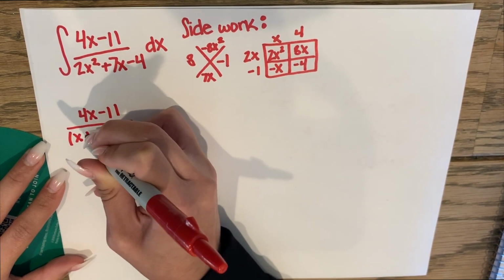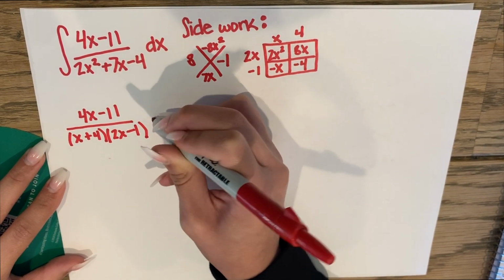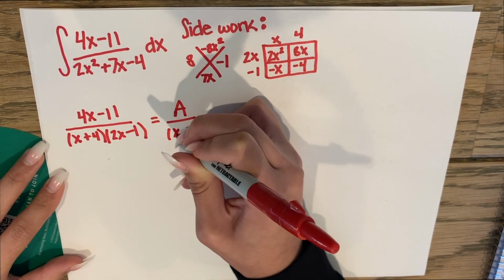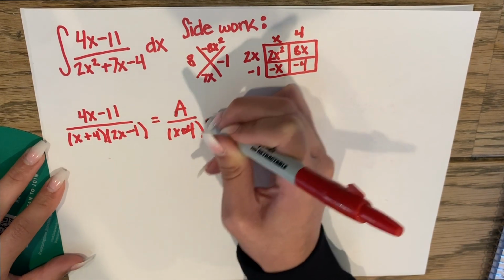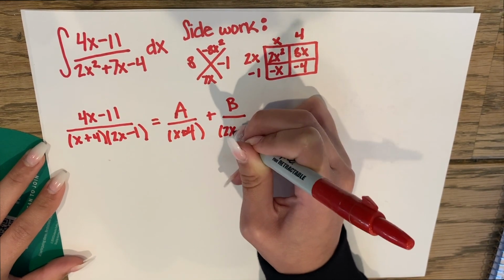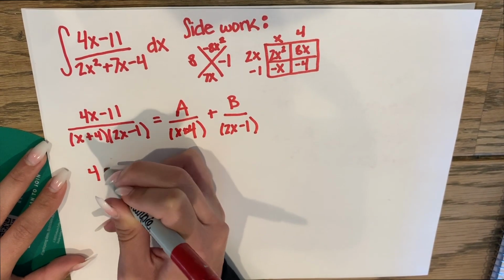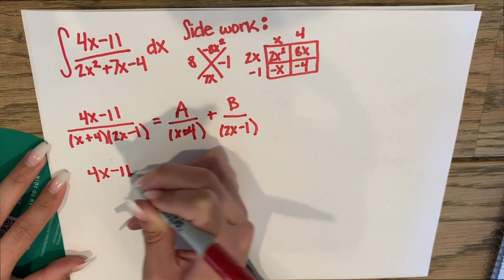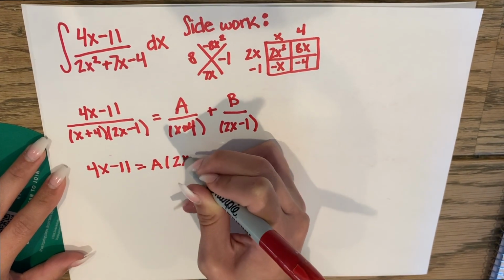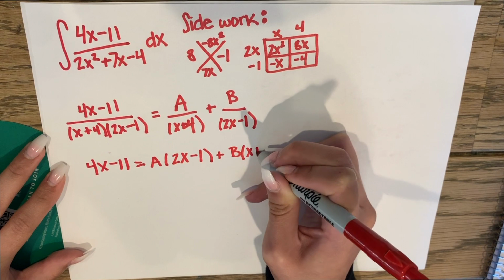We get x plus 4 times 2x minus 1 from the diamond problem, and we can use our variables a and b to separate the bottom. So it's going to be a over x plus 4 plus b over 2x minus 1. So now we have to multiply the denominator by both sides. So we get 4x minus 11 equals a times 2x minus 1 plus b times x plus 4.